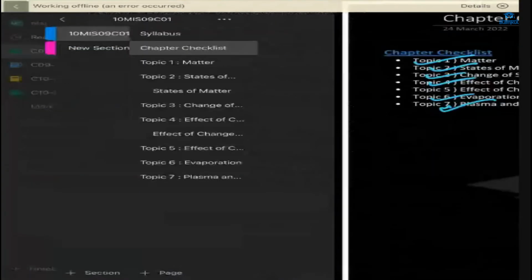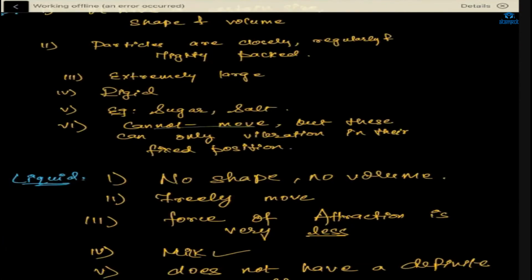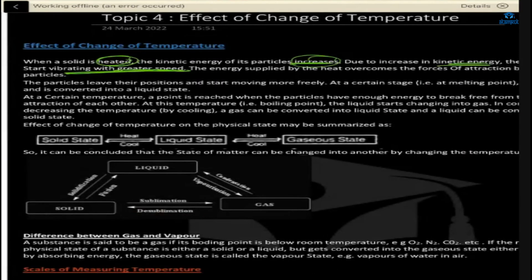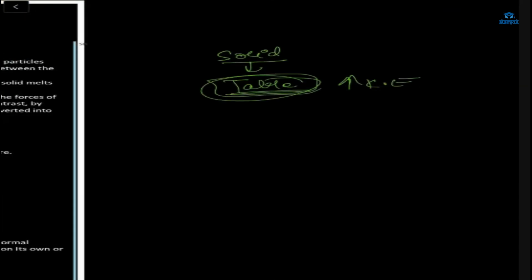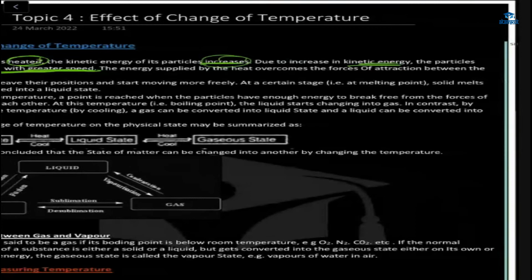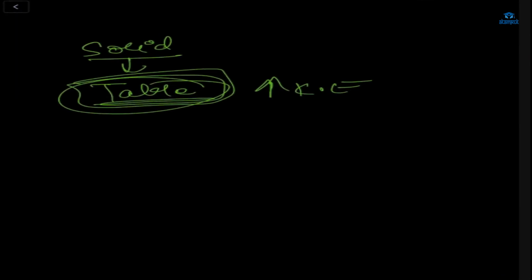See, a solid cannot move, it can only vibrate in its fixed position. Here it is also written that it will start vibrating in its own area. It won't move here and there. If we heat this, for example a table, will it move? No, it will only start vibrating in its own position. The energy supplied by heat overcomes the forces of attraction between the particles. If we are heating anything, it's not moving, it's only vibrating in its own position. Yes, the table will vibrate in its own position.